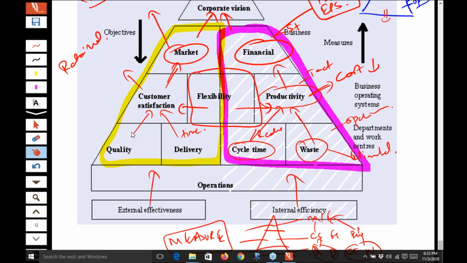Sachini, the questions that we are planning to discuss are going to be on these areas of CSF, KPI, these performance management models and all that.